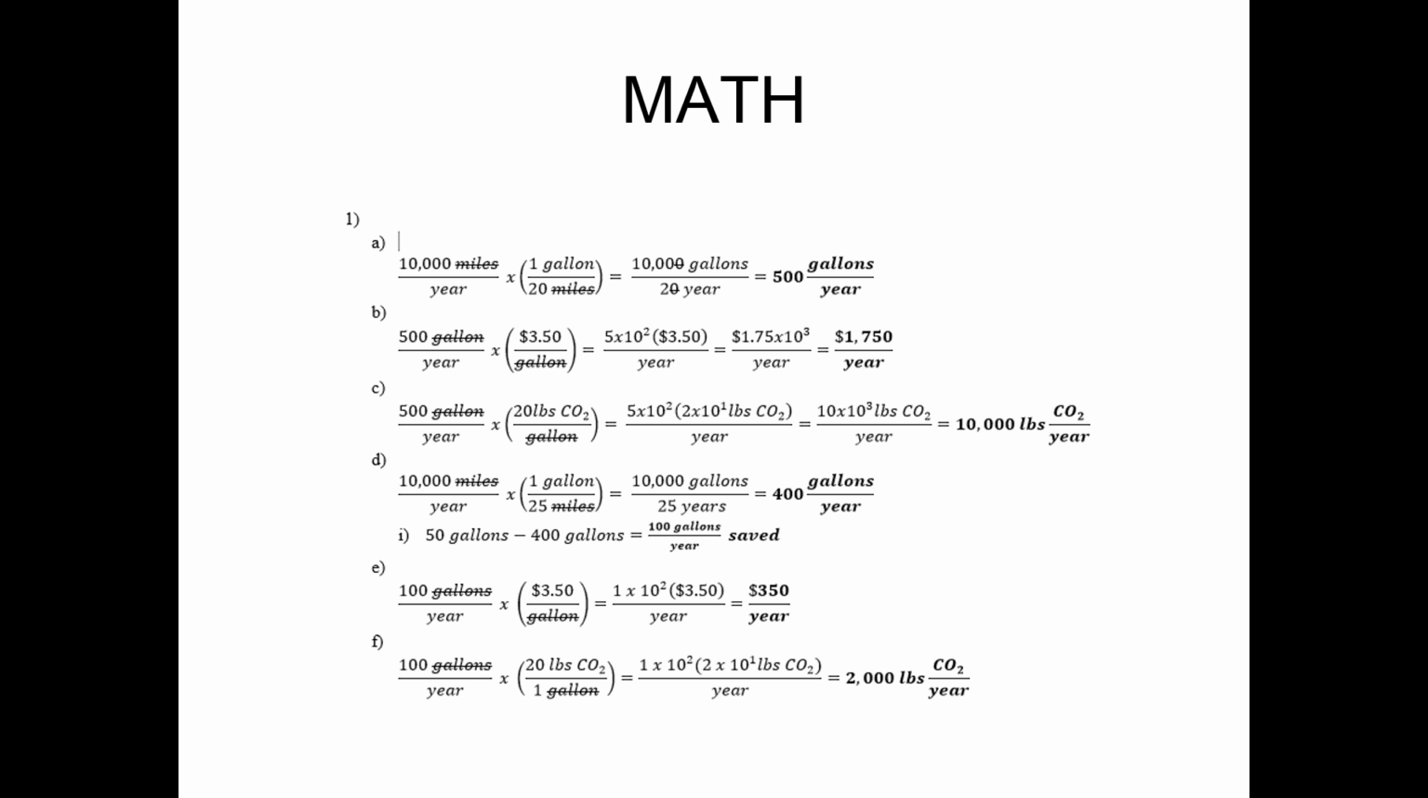So A is 500 gallons per year. B is $1,750 per year. C is 10,000 pounds of carbon dioxide per year. D is 400 gallons per year. And then we have, it says 100 gallons per year saved. E is $350 per year, and F is 2,000 pounds of CO2 per year. So hopefully you got those right. And if you have questions, you can come see me. But math. We love math.